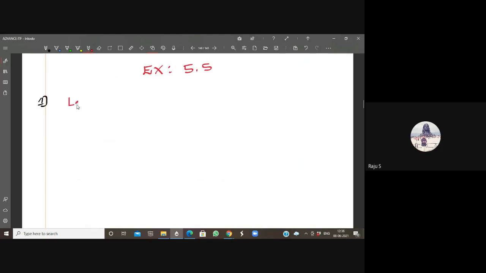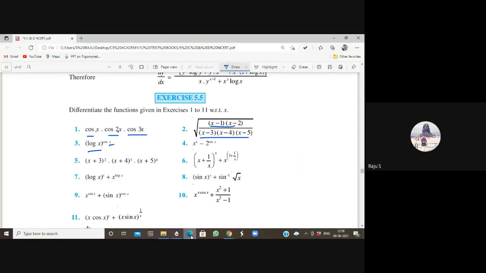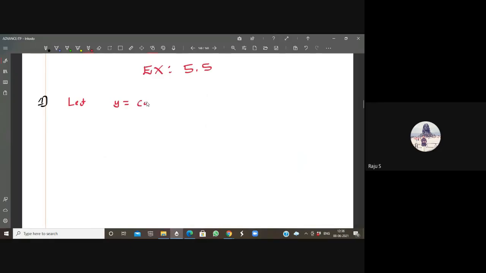So again, same here also, let us consider the given function as y: y is equal to cos x, cos 2x, cos 3x. I said very clearly, I don't know how many of you remember, we can apply the UV formula also, you get the answer. That is not required. So I'm going to apply logarithm conversion.